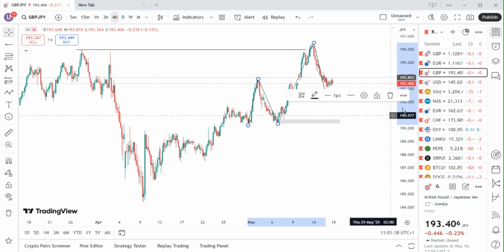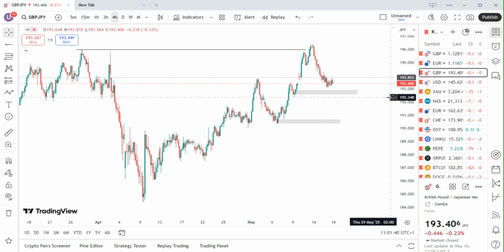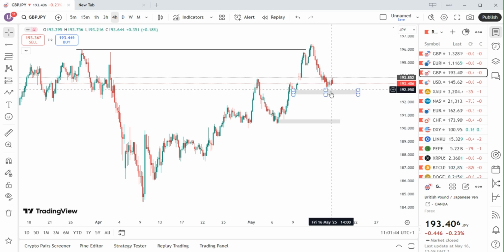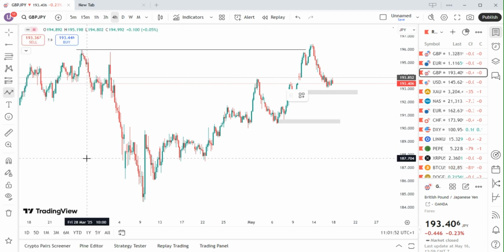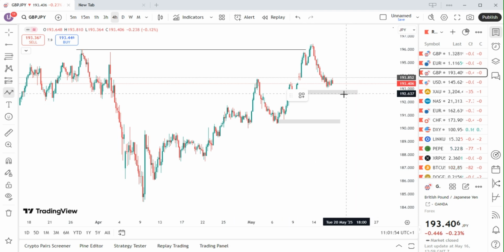All I'm waiting for is to see a change of character in 15 minutes. If I see a change of character in 15 minutes at this zone, this order block zone, I'll pick up a buy. I'll pick up a buy from this zone to this zone. Okay, this will be my action this week.